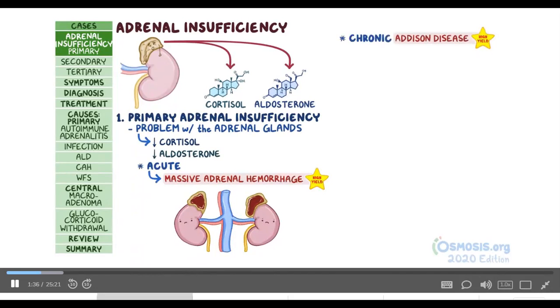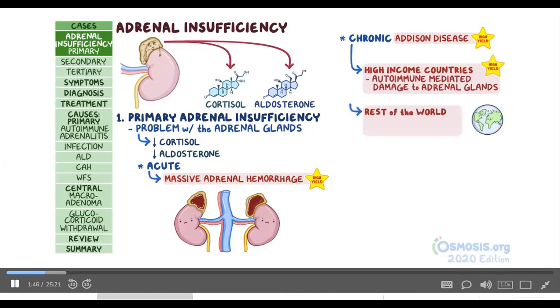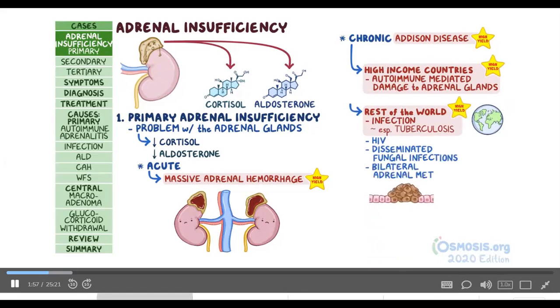Now, a high-yield concept to remember is that the most common cause for Addison in high-income countries is autoimmune-mediated damage to the adrenal glands. In the rest of the world, the most common cause is infection, especially from tuberculosis, but it can also be due to HIV or disseminated fungal infections. Finally, bilateral adrenal metastases of cancer from somewhere else in the body can also cause chronic adrenal insufficiency.